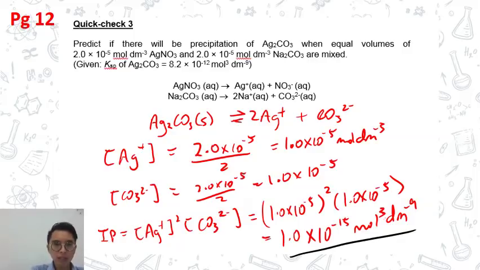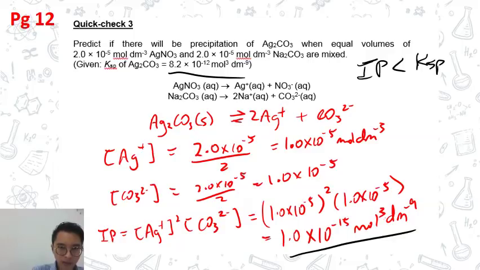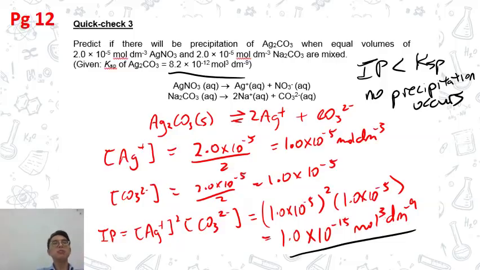This is my ionic product, this is my Ksp. Oh, it's less. So IP is less than Ksp. No precipitation. Okay, no precipitation will occur.